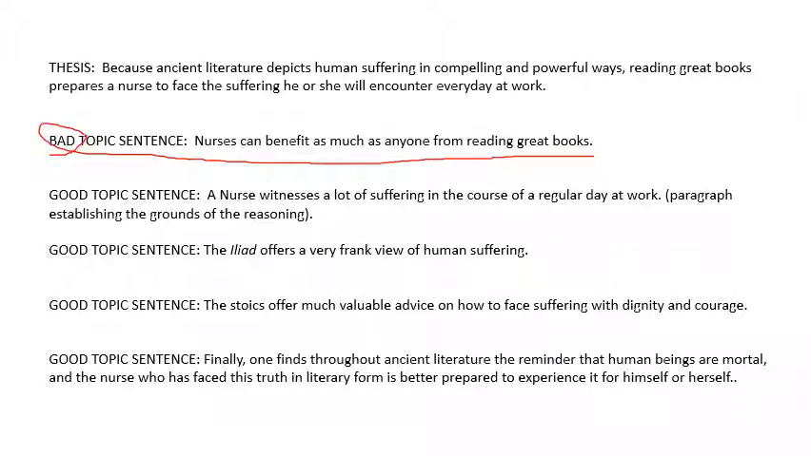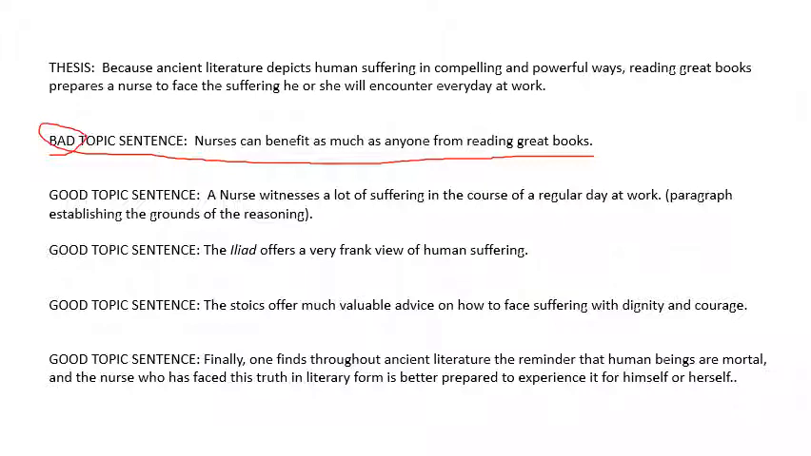And then you might have a final topic sentence that says something like, finally, and there's that signpost, one finds throughout ancient literature the reminder that human beings are mortal, and the nurse who has faced this truth in literary form is better prepared to experience it for himself or herself. So the previous paragraphs are talking about various kinds of suffering, but in specific works. The fourth body paragraph is talking not about general kinds of suffering in specific works, but about a specific kind of suffering, death, in several works.